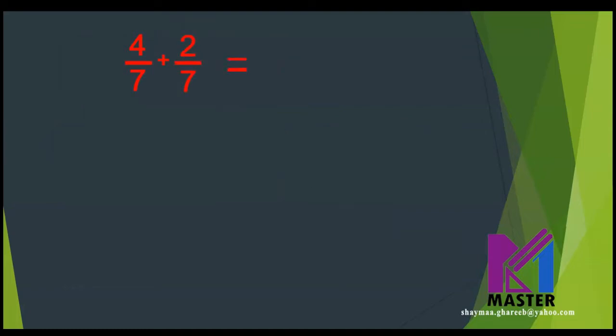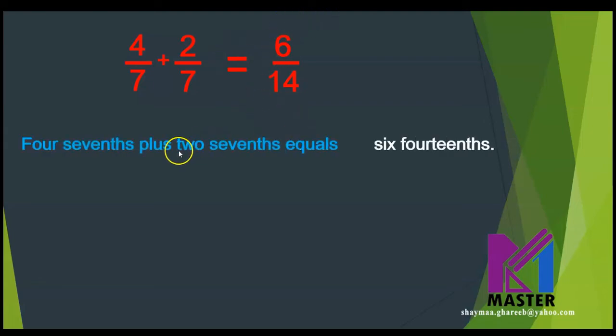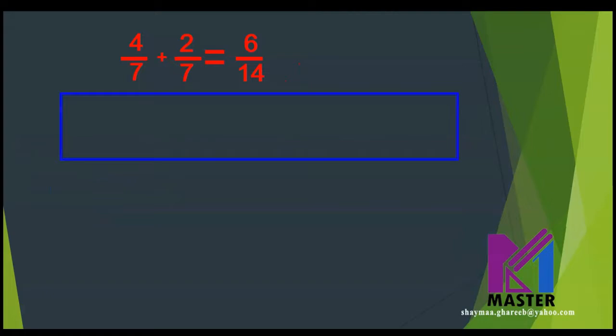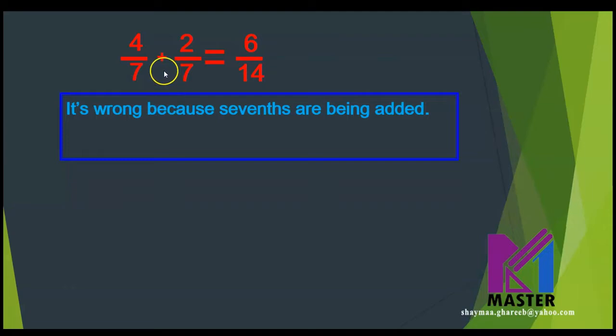If I have another example, such as 4 over 7 or 4 sevenths and 2 sevenths. So the sum of all the sevenths is 6 over 14ths. What do you think? Is this correct? Of course not. Why? Because when we add sevenths together, the answer must be in sevenths as well. It's wrong because sevenths are being added. So the answer must be in sevenths.